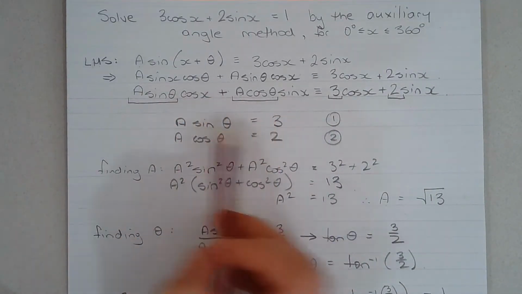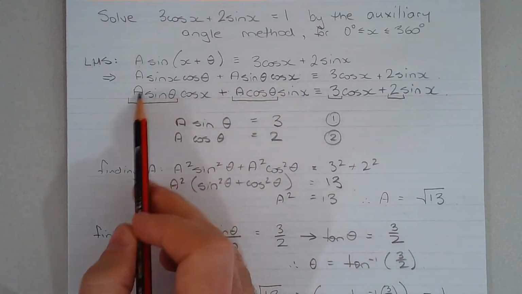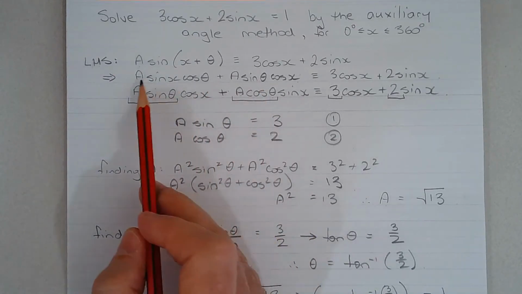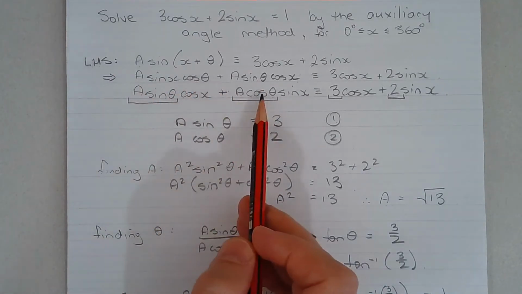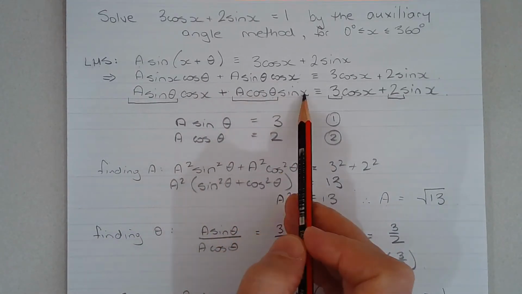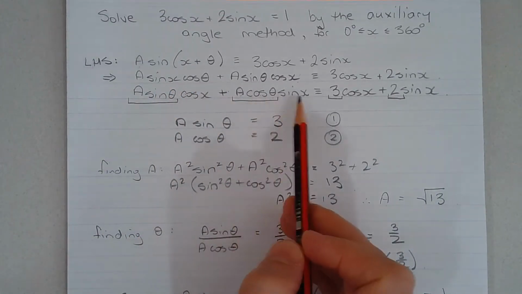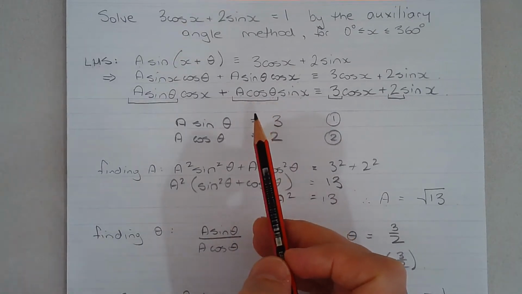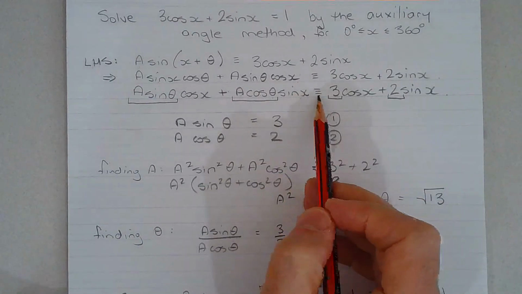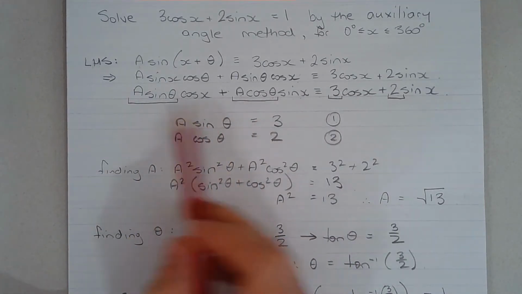I've rearranged a few things here. The A sin theta cos x, I've moved to here to make that our first term instead of the second term. And A sin x cos theta, I've moved to become the second term. I've also transposed the cos theta and the sin x, so sin x cos theta has now become cos theta sin x. Because it's a product, you can just switch things around and it doesn't change the value, which is great. And that's equivalent to 3 cos x plus 2 sin x. What I've underlined here is very important.